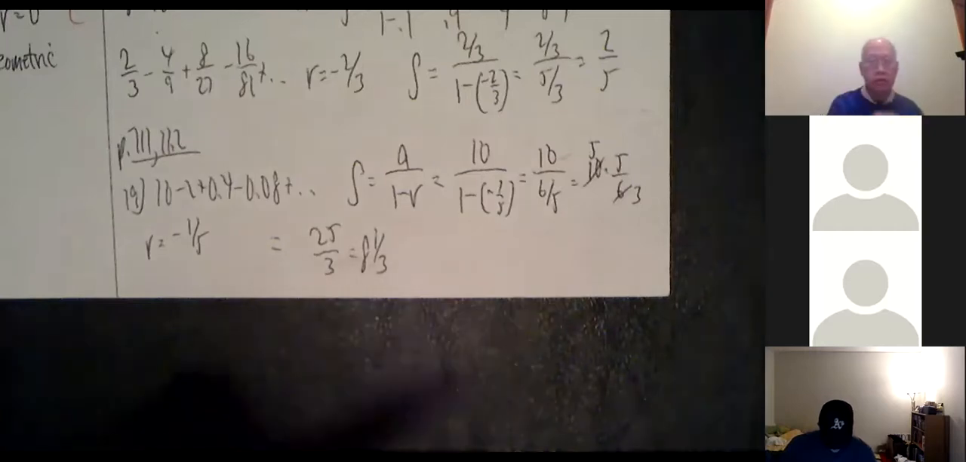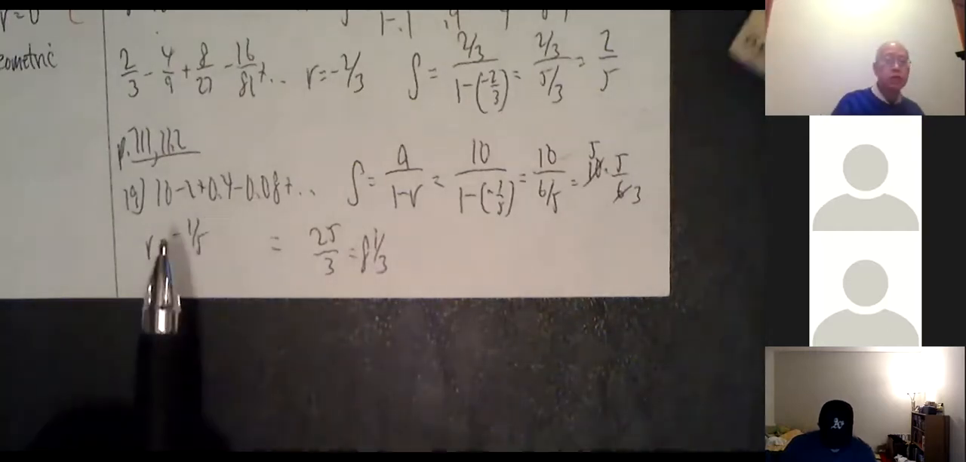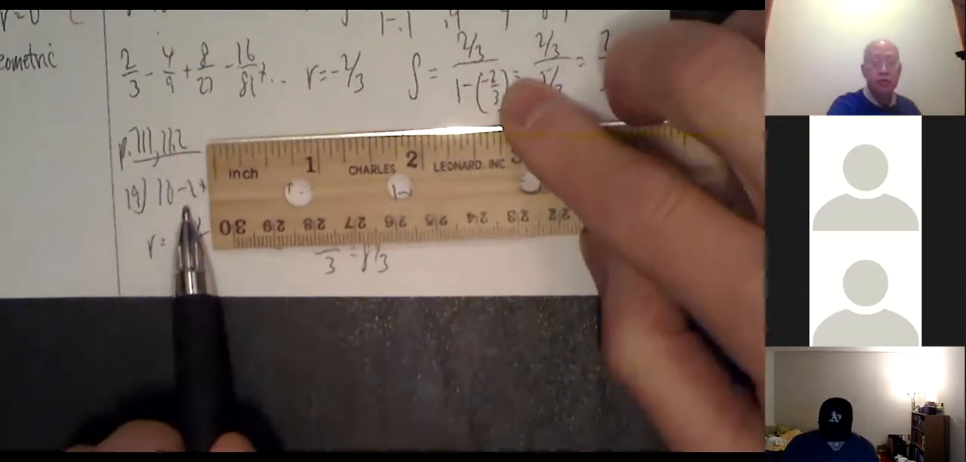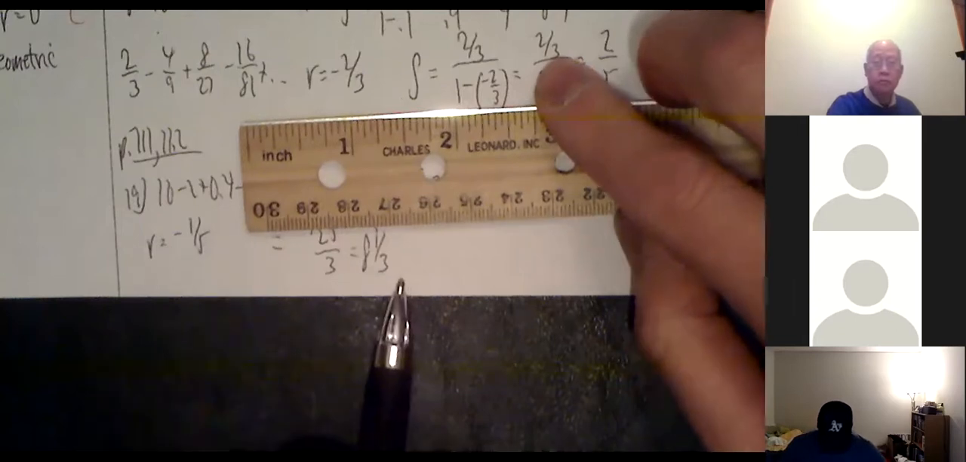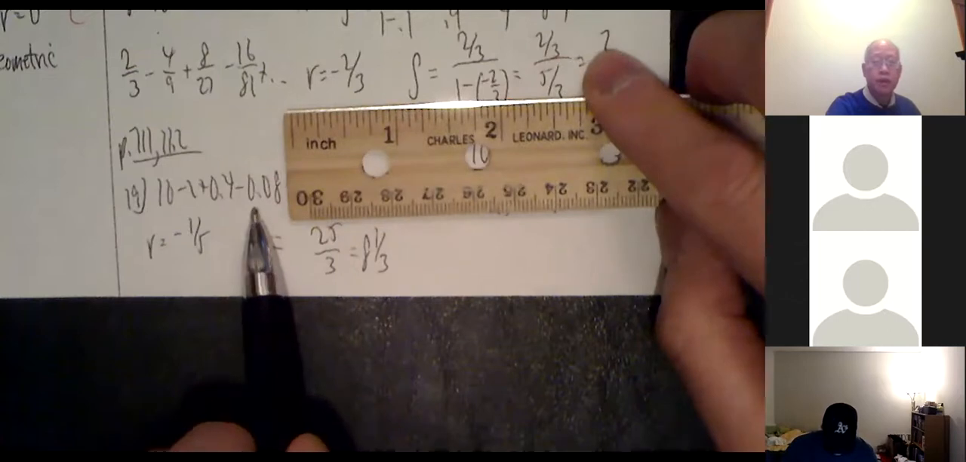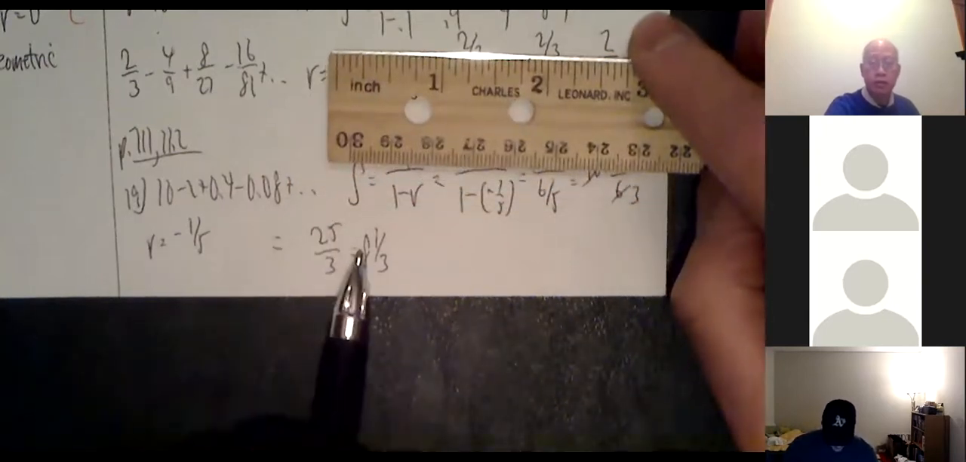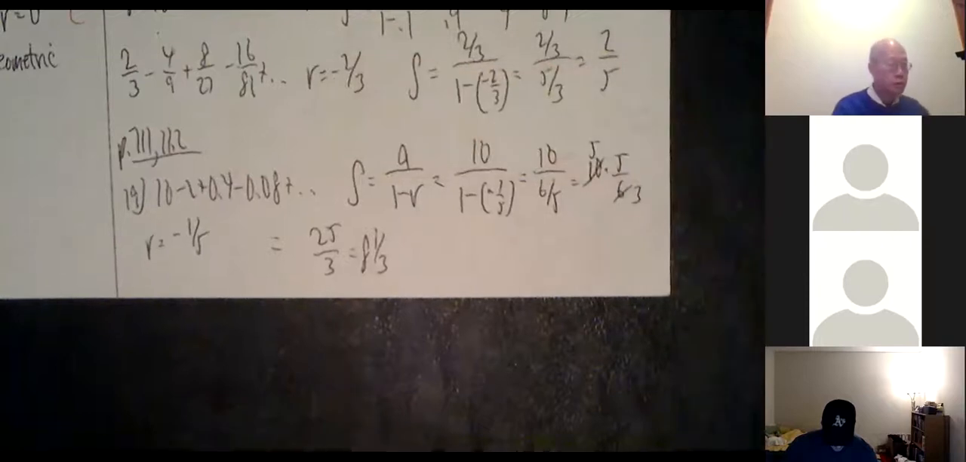Problem's finished, but I'll dig a little deeper. Let's look at the partial sums. 10 minus 2 is 8. 8.4. It's already pretty close, right? 8.4 minus, that's 8.32. This is 8.333 repeating. So even after 4 terms, it does seem reasonable that we're converging to 8 1/3.